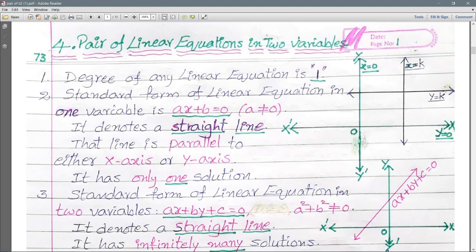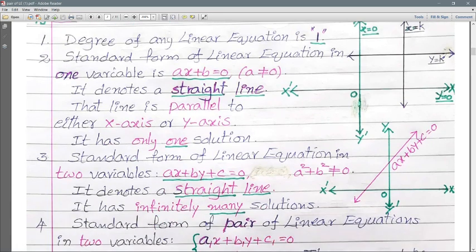Look at this picture. Here, this horizontal green line indicates the x-axis, x and x dash. And the vertical line indicates the y-axis, y and y dash. The intersecting point of these two axes, O, is called the origin. Look at this straight line. This is x is equal to k, which is parallel to the y-axis. And this line is y is equal to k, which is parallel to the x-axis.